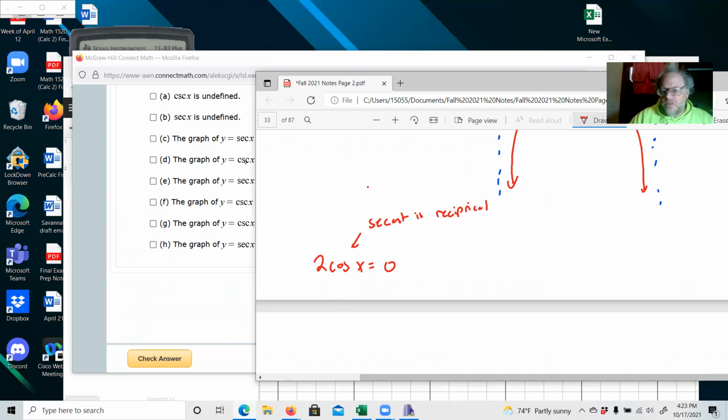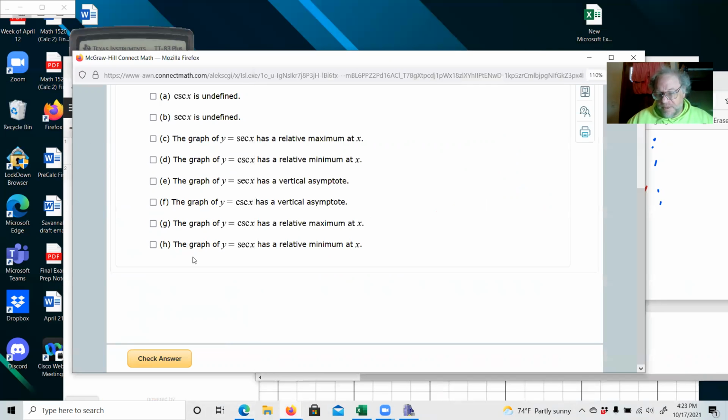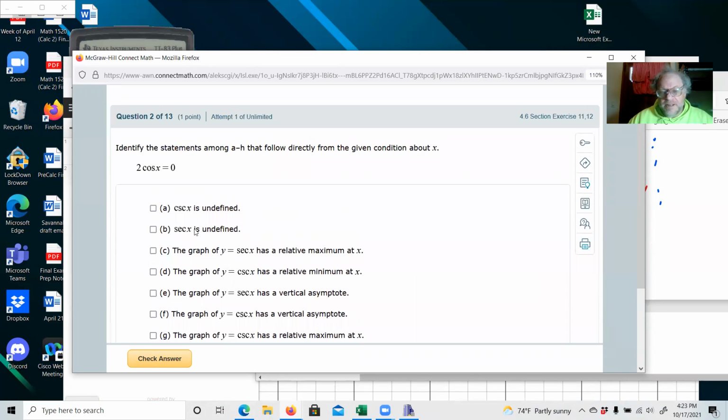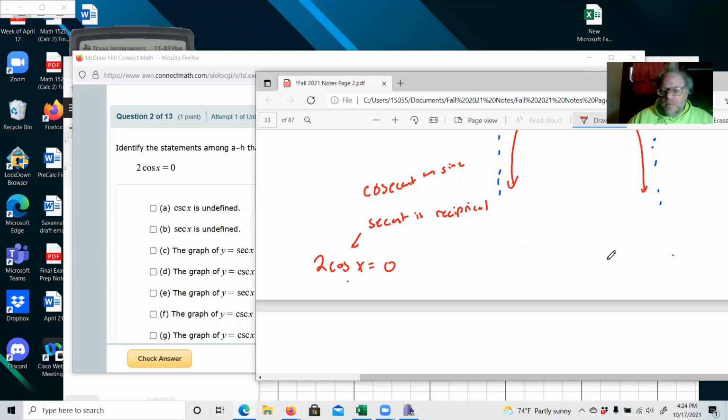Well, don't do cosecant. Cosecant, that's the reciprocal of sine. So cosecant and sine are kind of related. Cosine and secant are kind of related that way. You have to be careful about that, because it's not the cos that are doing it, it's the reciprocals. So when cosine x equals 0, where is that?